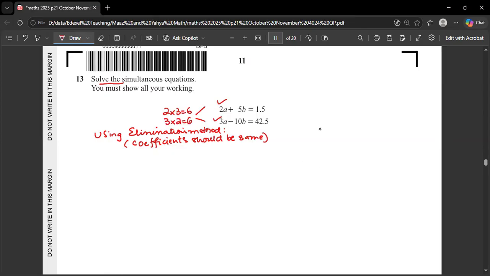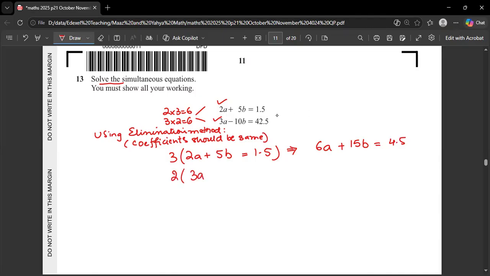So what I have to do is multiply this whole equation, 2a plus 5b equals 1.5, by 3, so that I'll be getting this. 3 times 2 is going to be 6a plus 3 times 5 is 15b. And 3 times 1.5 is going to be how much? 4.5? Yes.